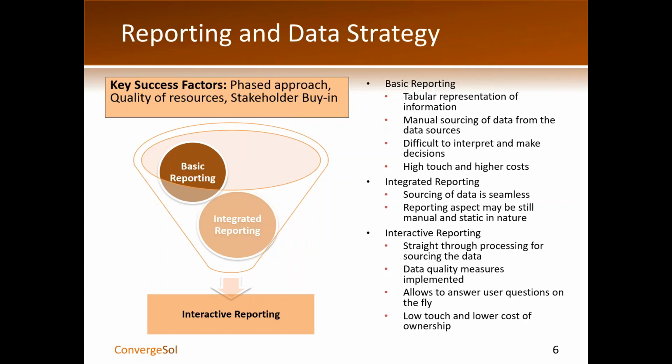Let's spend a few minutes on reporting and data strategy. One of the questions that will come to many people is how should we go about formulating and executing reporting and data strategy. If you look at the funnel here, there are three aspects of evolution for an organization. It starts with basic reporting, grows to integrated reporting, and culminates into what we call interactive reporting. The critical success factor is what I call the triple B model. Basically, you need buy-in, baby steps, and bodies. And I'll explain each one.